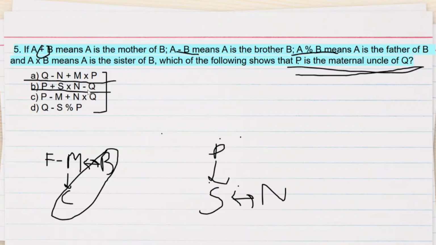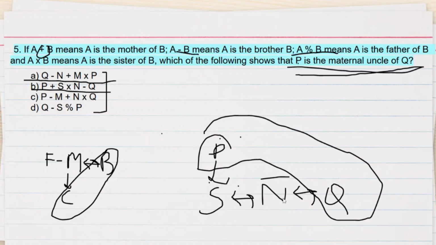Now N minus Q means what? N is the brother of Q. Again, these are siblings. This is the boy, the brother. Again, what is asked in the question? P is the maternal uncle of Q. P is the mother of Q here. These three are siblings. Right, so it is again not correct.